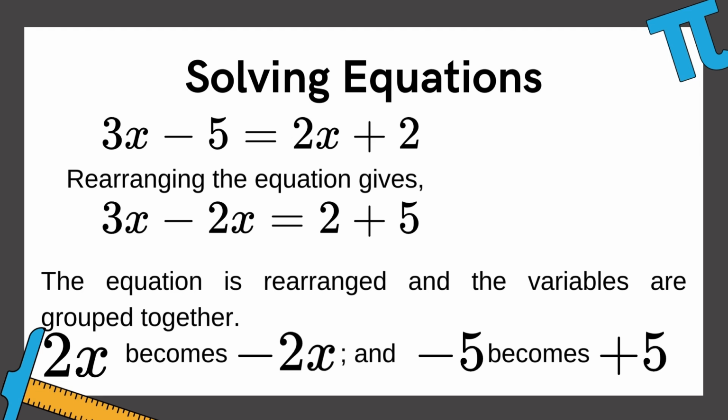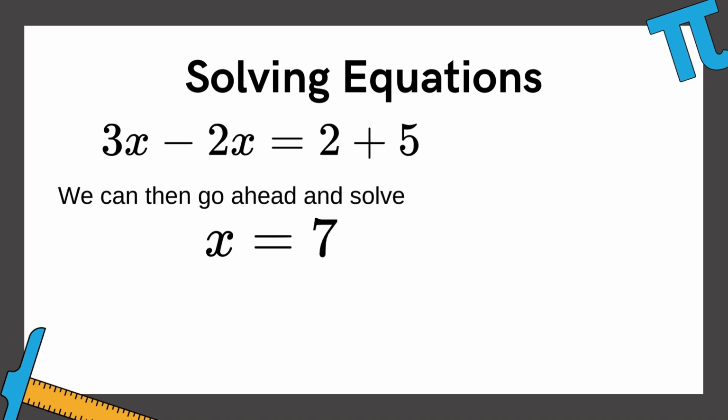So our 3x minus 5 is equal to 2x plus 2. If we want to rearrange, the 2x we will take to the left side of the equation. So plus 2x will become minus 2x, and then the minus 5 becomes plus 5. So the equation is rearranged and the variables are grouped together. 3x minus 2x will be equal to 2 plus 5. 3x minus 2x gives us x, and 2 plus 5 gives us 7. So we have that x is equal to 7.